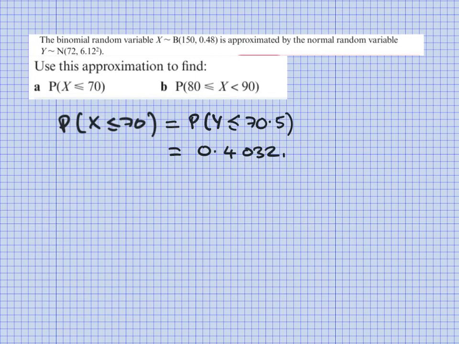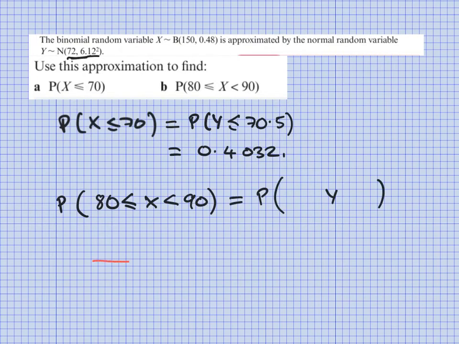Okay, so I've used the calculator in normal mode, normal CD. I've had 0 as the bottom end, 70.5 as the top end, and these values put into the calculator as the mu and the standard deviation. All right, next bit asks for the probability that 80 is less than or equal to X is less than 90. All right, so we need to think how that would work with the Y values.